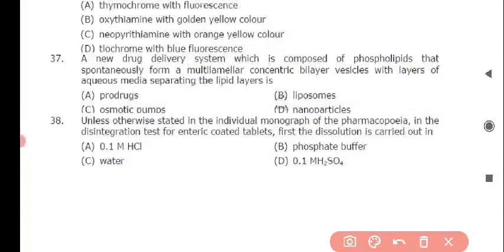Next question is a new drug delivery system which is composed of phospholipids that spontaneously form multilamellar concentric bilayer vesicles with layers of aqueous media separating the lipid layers is, and the correct answer is option B, liposomes. Next question is, unless otherwise stated in the individual monograph of the pharmacopoeia, in the disintegration test for enteric coated tablets, first the test is carried out in, and the correct answer is option A, 0.1 molar hydrochloric acid.